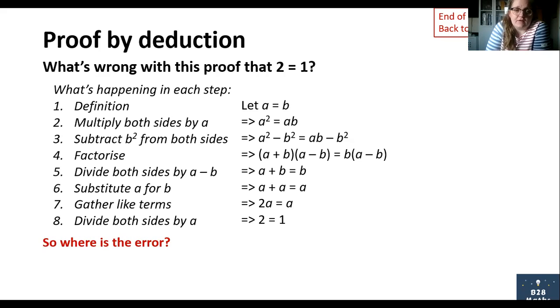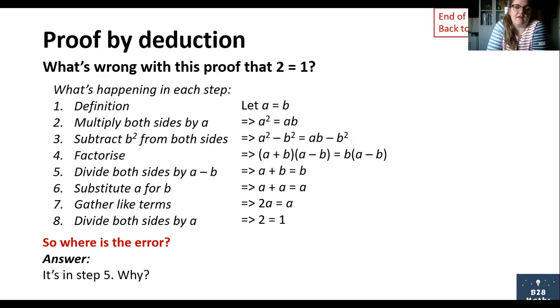What you can do, if you're doing this yourself later, is pause, try and work out the error, and then I'm going to explain where the error is now. So obviously it's not in our definition point. A equals B is correct. We've multiplied both sides by A. That is correct. Actually, in step 5, we have the issue.